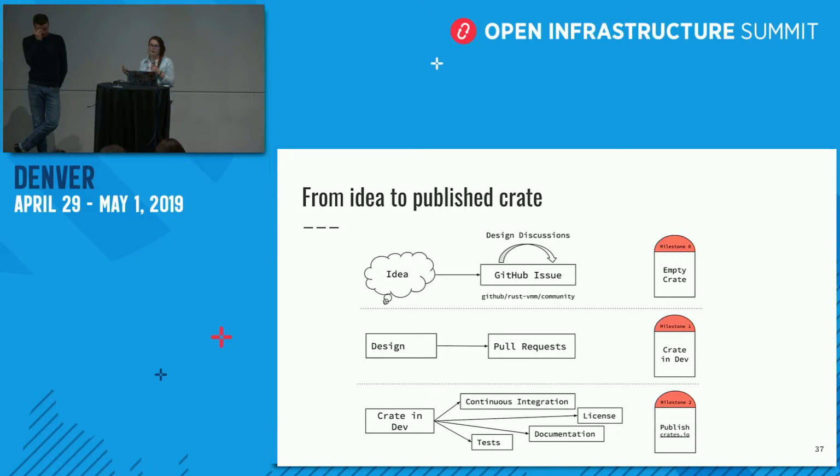Then, based on the design that we agreed on, we start submitting pull requests. Basically, we now have a crate in development that has functionality, but maybe it's not very well tested, or it doesn't have documentation, and so on. In order for us to move to the last milestone, which means that the crate is published on Crates.io, there are a bunch of things that we have to do. So, Crates.io is actually, how to say that? It's the official Rust repository. Yeah, the official Rust repository, thank you.